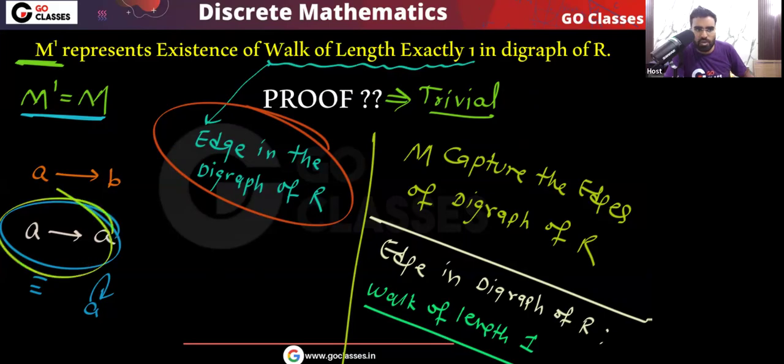Okay, this self loop is also walk of length 1, or I can say this is also an edge in the graph. So remember, walk of length 1 is same as edge, and edge is same as walk of length 1. We already know that m captures the edges. So m is capturing the existence of walk of length 1. Yes or no? So this is trivial, this is very easy.